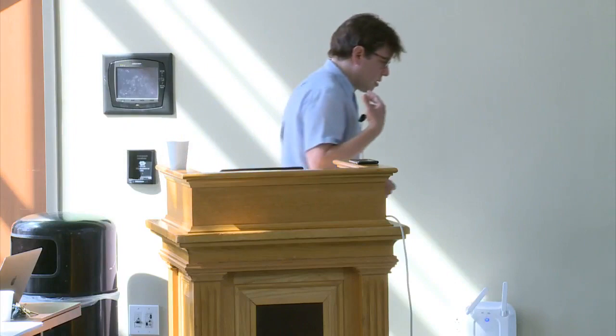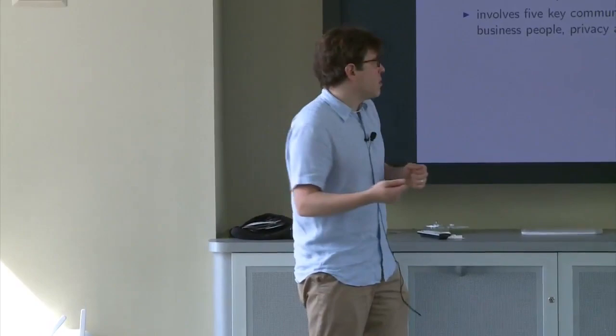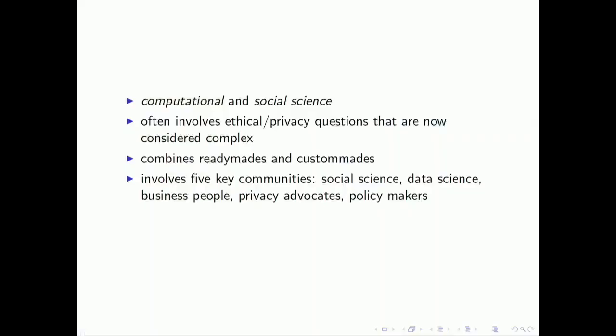Also, the Blumenstock study involved 5 different communities that I think are going to be really key to computational social science, and figuring out ways that these communities can work together is very important. So it involved social scientists and data scientists. It involved business people, privacy advocates, and policymakers. So these are the 5 different communities that we see a lot in these studies. And I think a key for computational social science to thrive is for these communities to stay in appropriate balance.